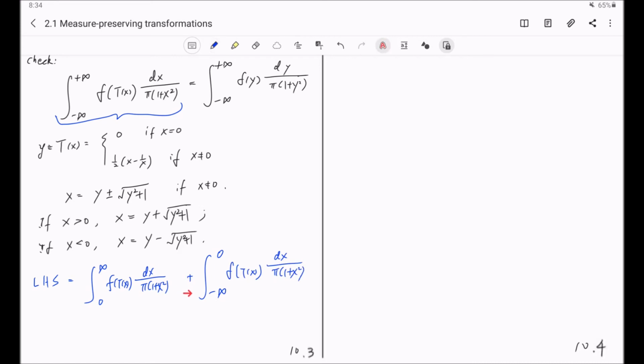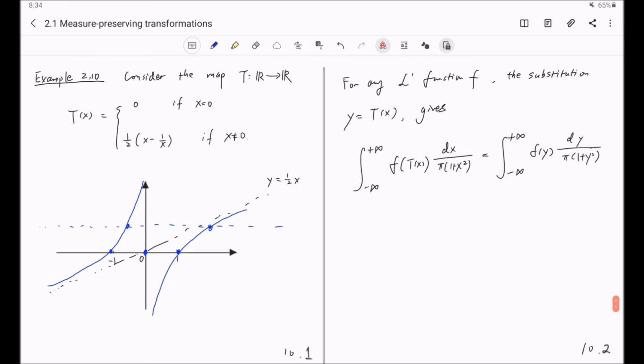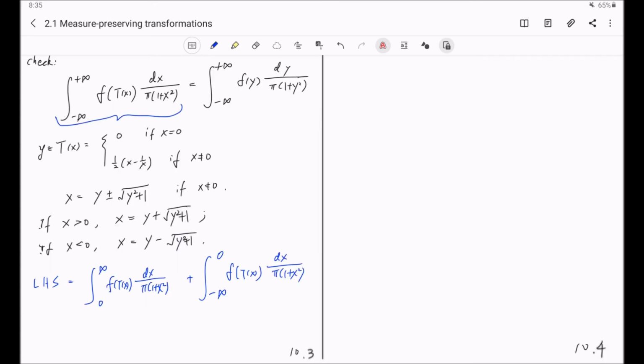Now, when you restrict this function to the positive real line and negative real line, you can easily see that in that case, t of x is strictly monotone and thus injective on those 2 pieces separately. So now you can use the change of variable formula directly.